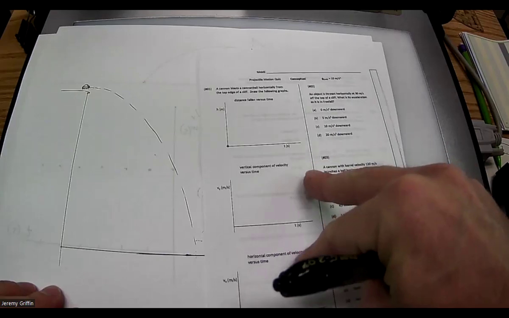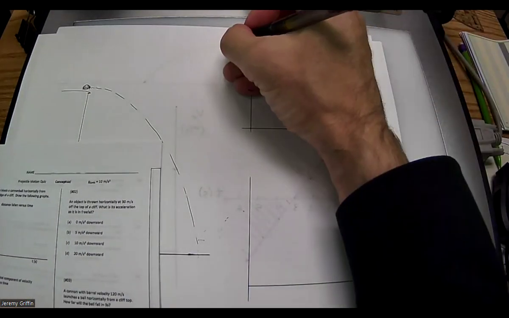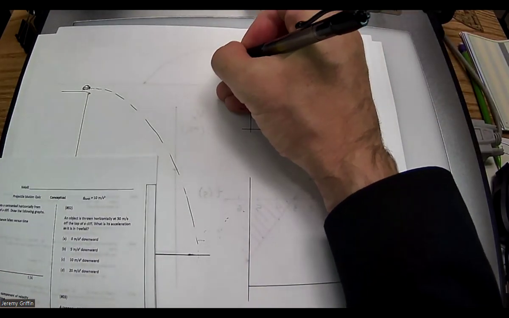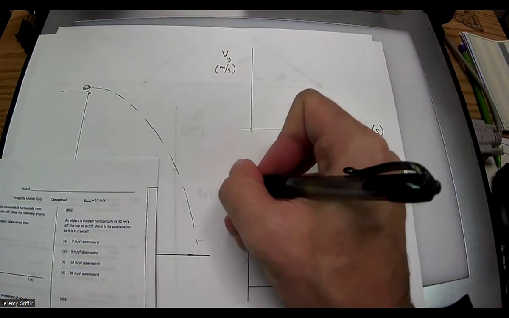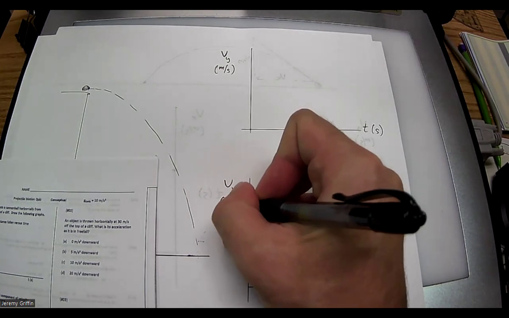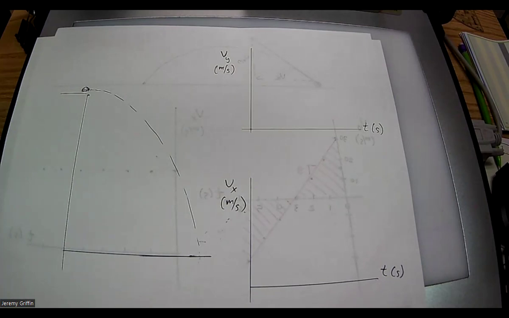But let's move on to the velocity type graphs. So what's vertical component of velocity, say meters per second, as a function of time, say in seconds. And then horizontal component of velocity, also meters per second, as a function of time in seconds. So there's a setup. Okay. So what do these graphs look like?